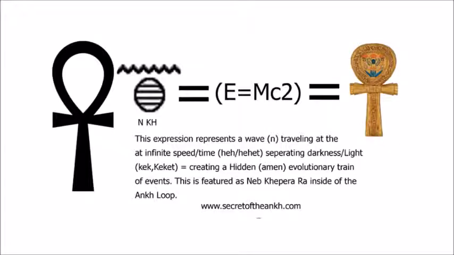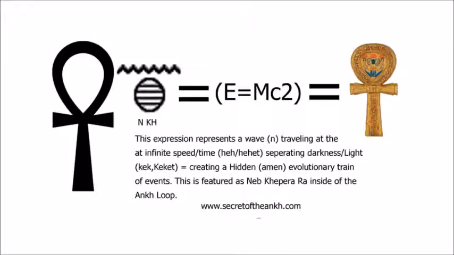And so now he equates the Ankh with Einstein's equation of E equals mc squared. This is just an example of when we're not grounded in proper methodology, the lengths we'll go to try to explain something that is actually very simple. And so he writes here, this expression represents a wave traveling at the infinite speed, time, separating darkness, light, creating a hidden Amen evolutionary train of events. This is featured as Neb Kepara inside of the Ankh loop.